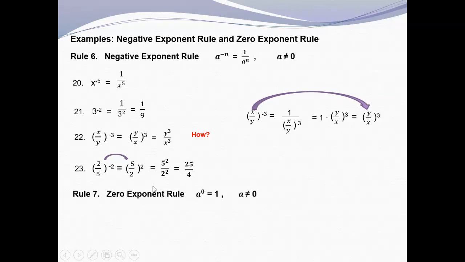Now, this is called rule number 7, the zero exponent rule. Any base to the 0 power will give us 1. But the base cannot be 0. Example, x to the 0 will just give us 1. Parentheses 5xyz to the 0 power will just give us 1. I repeat, any base to the 0 power is equal to 1.